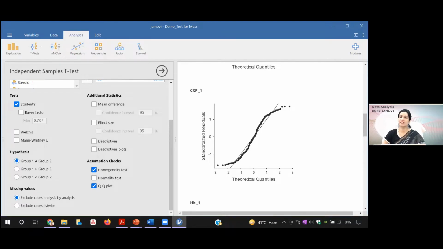So in that case, what should I do? Which test out of these three options should I take?